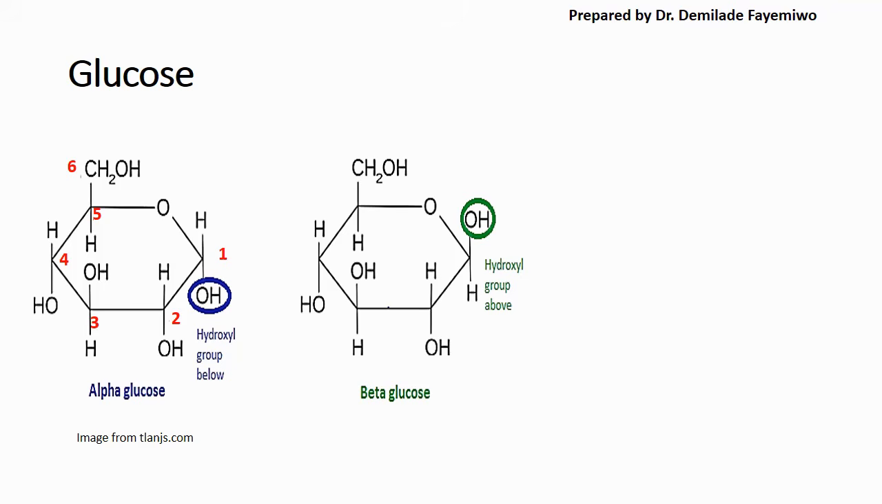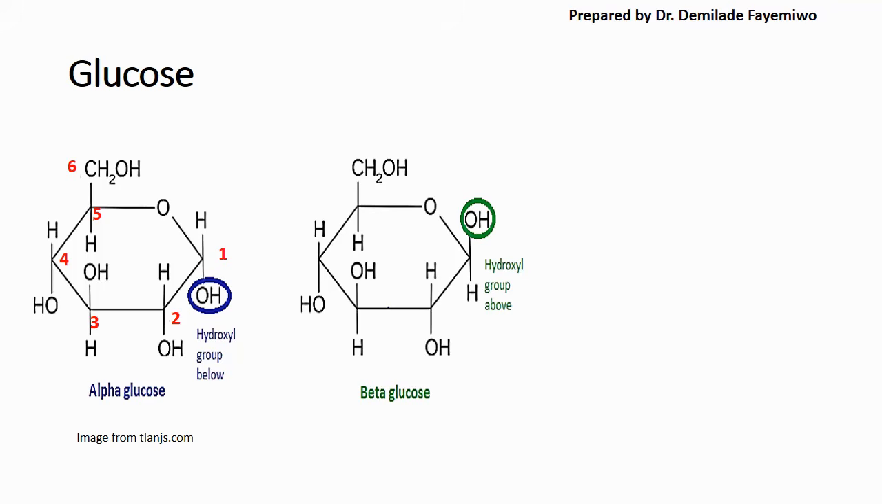Now if you look at the hydroxyl group over here, you will see that on the alpha glucose you have the hydroxyl group on the bottom of carbon number 1, while with the beta glucose you have the hydroxyl group on the top. I tell students an easy way to remember this is that alpha is always on top except when it's in glucose. So if you remember that, you will know that with the alpha glucose, the hydroxyl group is always at the bottom.